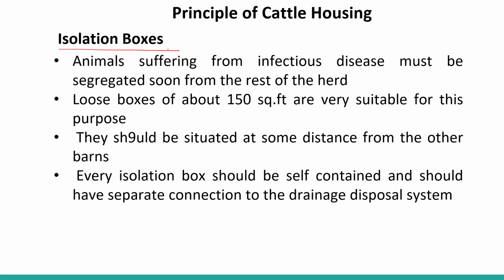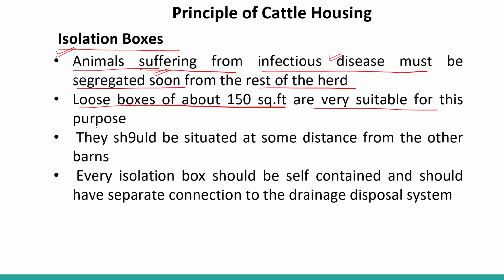Isolation box. Animals suffering from an infectious disease must be segregated soon from the rest of the herd, so that we can protect our other cattle. It should not spread to all the cattle. Keeping this in mind, the cattle that got infected with a disease should be kept isolated. So we are keeping an isolation box for that. Loose boxes of about 150 square feet are very suitable for this purpose.